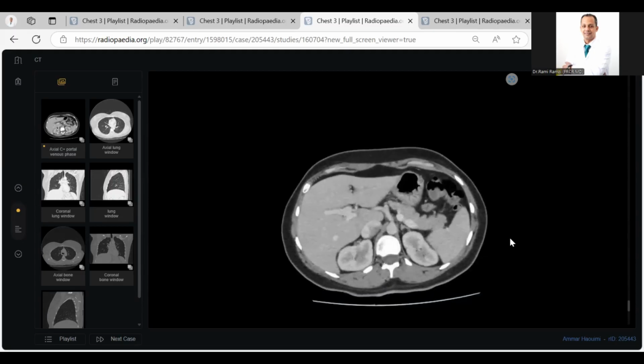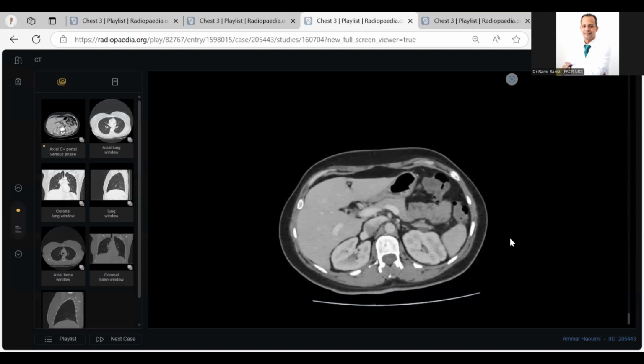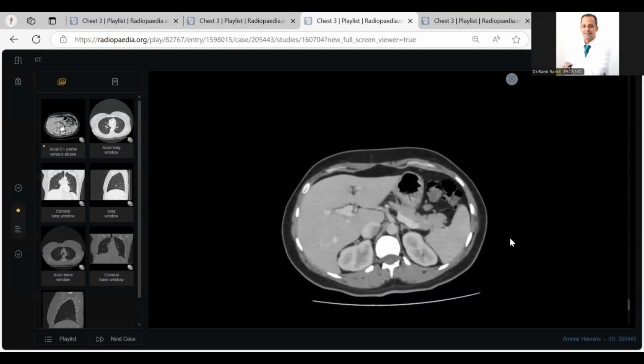I'm looking at the liver and kidneys. The liver appears normal with smooth margins. I cannot appreciate any focal lesion on this provided image. And bilateral kidneys, I would like to review the kidneys because I have some suspicion at the kidneys. Yeah, concentrate on the kidney, please.